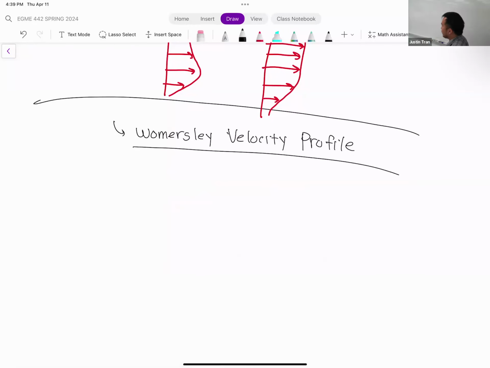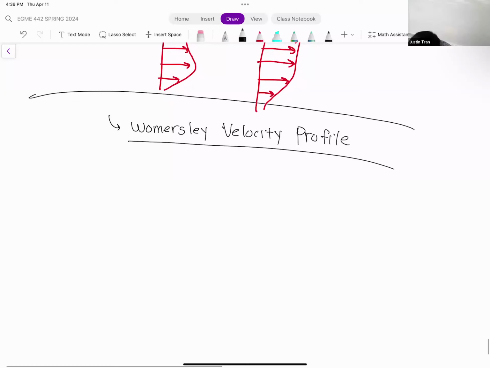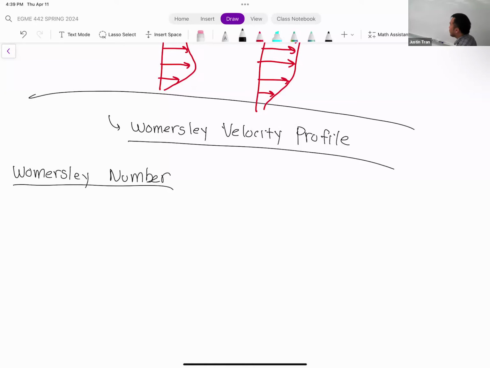So, we talked about the shape of the velocity profile as it changes with frequency, but it turns out there are other factors that you can affect to get the Womersley profile as well. Okay. So there is a non-dimensional number called the Womersley number that can be used to characterize the velocity distribution and what it would look like.